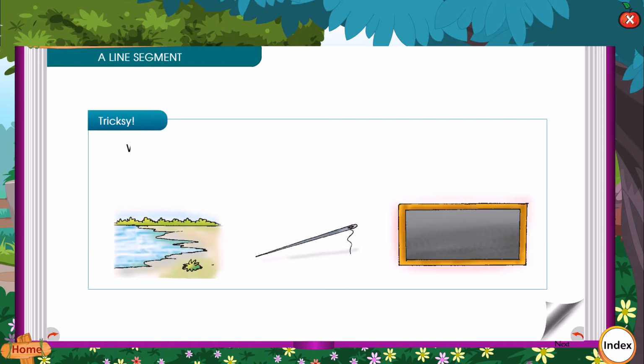Trixie, which geometrical concept does each of these remind you of?